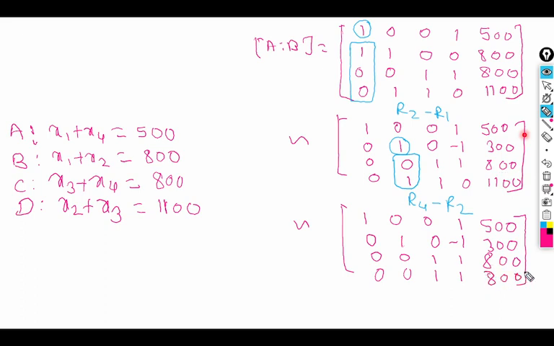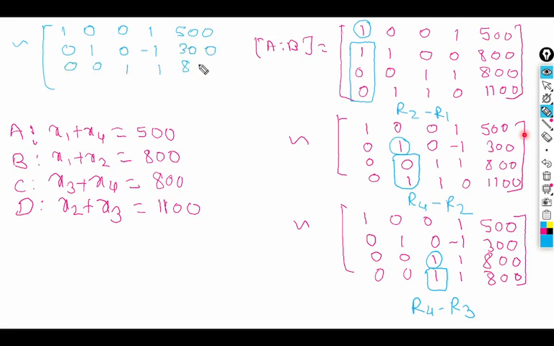You will observe one more step is required. With the help of A33 we have to make this 0, and a very simple transformation, R4 minus R3. When you perform R4 minus R3, the last row goes to 0. So the last echelon form that we get is this one: 1 0 0 1 500, then 0 1 0 minus 1 300, 0 0 1 1 800, and here are all zeros.